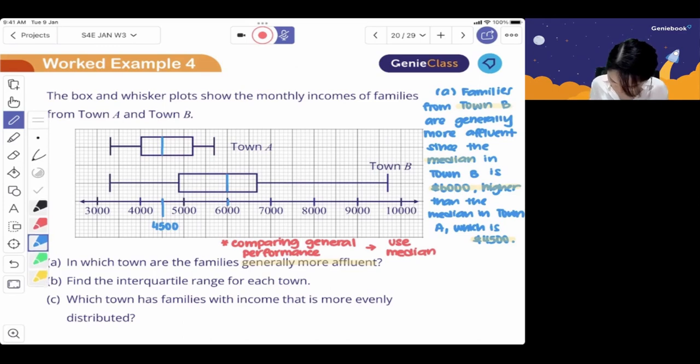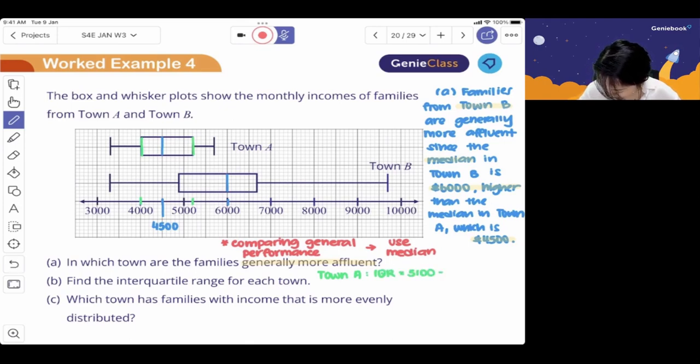Now, part B, finding the interquartile range. I'll do this in a different color. The interquartile range for town A will be between these two values, which is 4,000 and 5,100. So town A IQR equals 5100 minus 4,000. That will give me 1100.